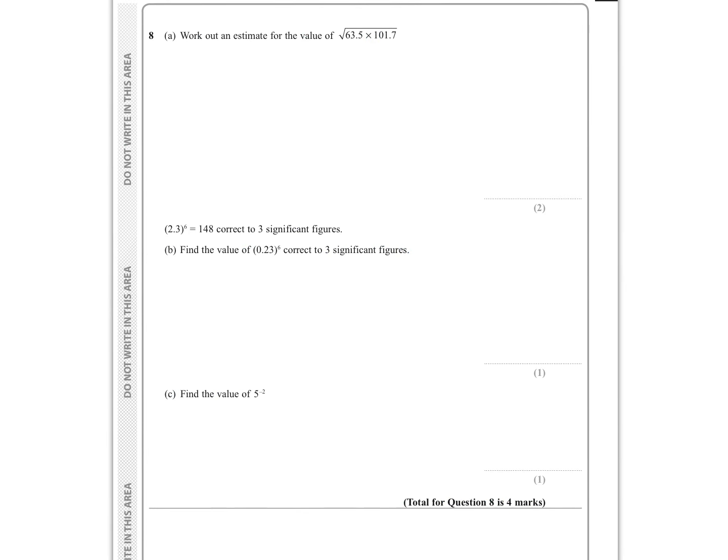Question 8. Work out an estimate for the value of the root of 63.5 times 101.7. Well, if we write that out, then we can decide what our estimate's going to be, and something that we can do really easily in our heads. So I'm going to make the number 63.5 64, which is a nice square number, and I'm going to make 101.7 a nice square number as well, 100.